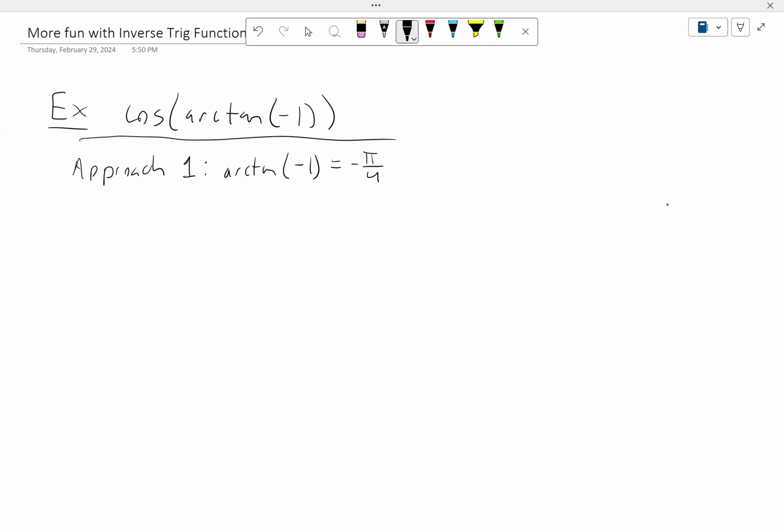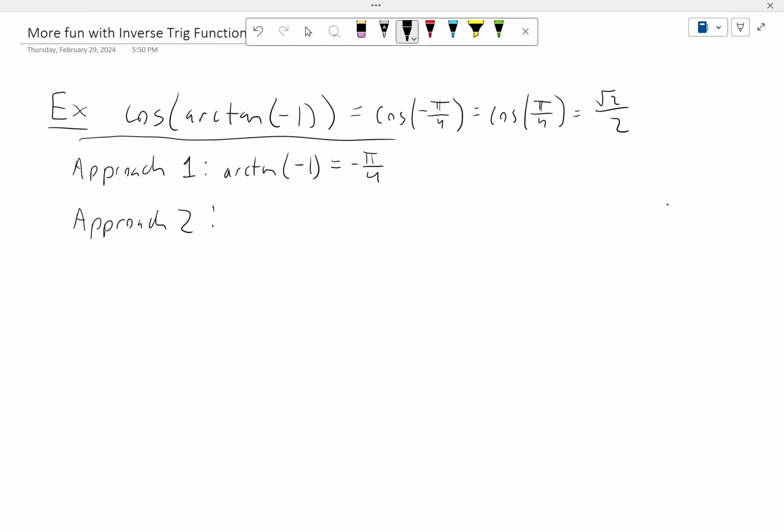Okay. And then now that we have that arctangent of -1 is just negative pi over 4, well, then cosine of arctangent of -1 is the same thing as cosine of negative pi over 4, right? And then cosine of negative pi over 4 is, well, it's even, so that's the same thing as cosine of pi over 4, which is square root of 2 over 2. So there we have it. So cosine of arctangent of -1 is just square root of 2 over 2. So we can do it that way. That's approach one.